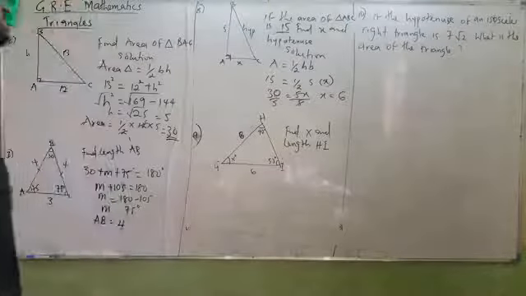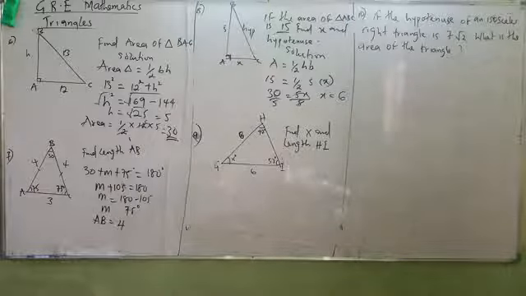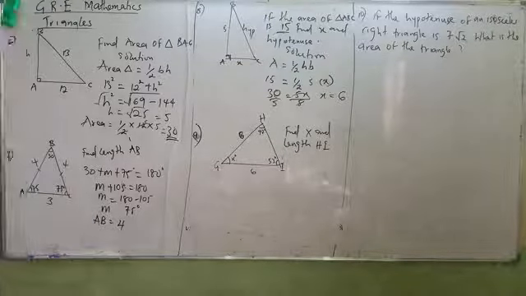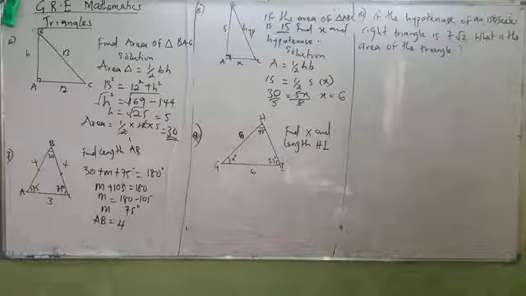Now, since x is equal to 6, you are looking for the hypotenuse. Hypotenuse will be equal to, sorry, excuse me, the noise is too much. Okay, sorry for that noise pollution.